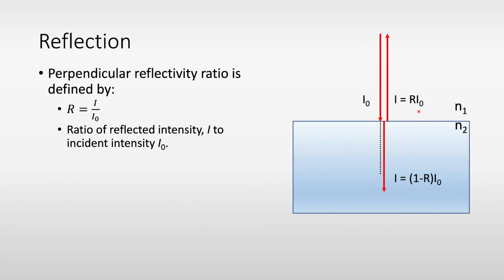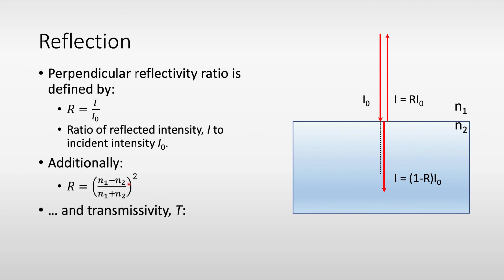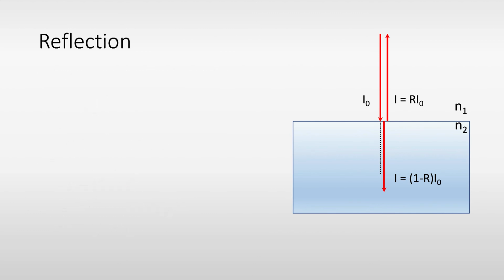This is simply a ratio of the reflected intensity to the incident intensity. This can additionally be defined in terms of the refractive indices n1 and n2 in this manner here. And again, we can find the transmissivity by 1 minus the reflectivity ratio. This expression can be derived, however there's no need to do it at this point, but it is a useful thing to bear in mind that we've seen something like this before.